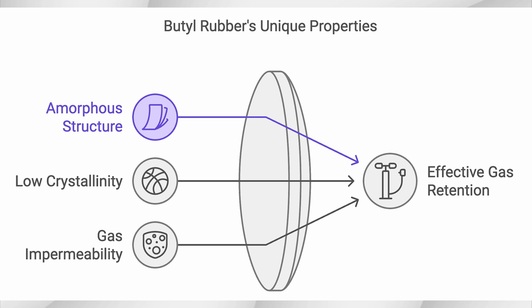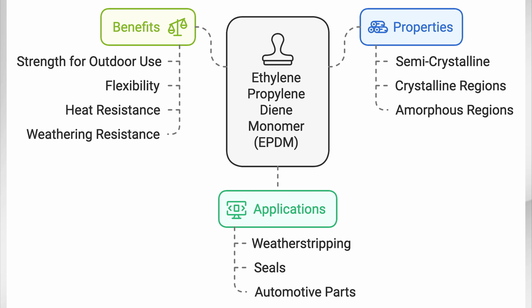Butyl rubber is amorphous and is highly impermeable to gases, making it great for inner tubes and air retention applications. Its low crystallinity ensures that it remains soft and flexible even at low temperatures. Ethylene propylene diene monomer is semi-crystalline and is used for weather stripping, seals, and automotive parts.